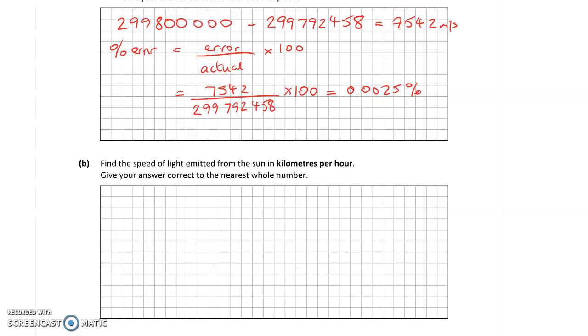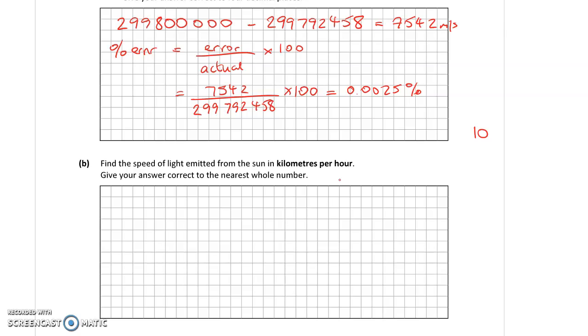And there were 10 marks for those 2 questions, 2 5s, 5 and a 5. So now moving on to part B, find the speed of light in kilometers per hour. So we have to be careful. First we're dealing with meters per second, now we're dealing with kilometers per hour. So how do we work that out?